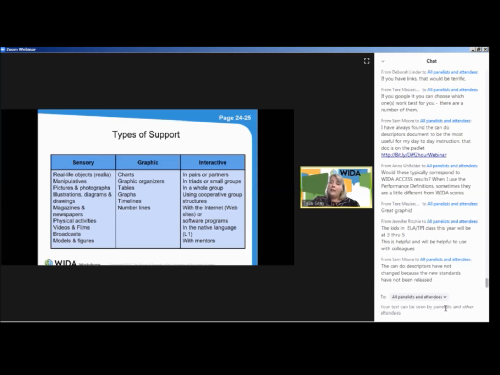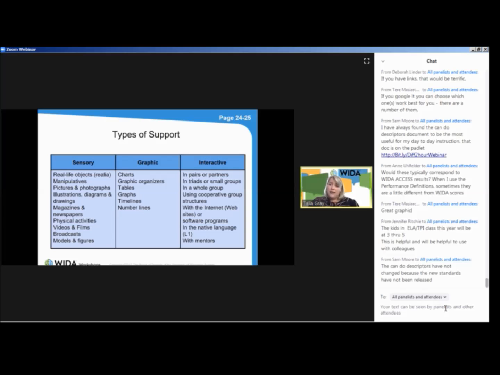But what you can do is start to build those supports in, start to scaffold where you can. So some of these things in the classrooms that I work in are always there. So number lines. A number line is on every wall in every classroom in my school. So that's always there.